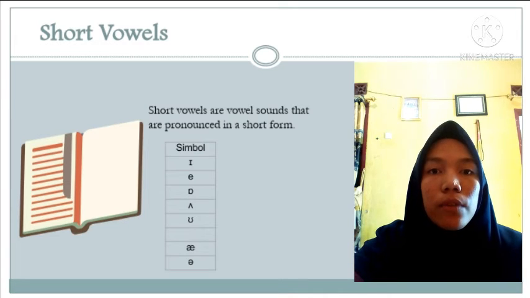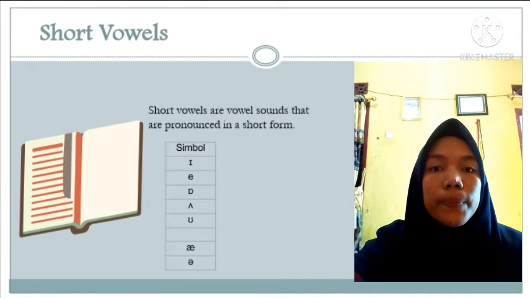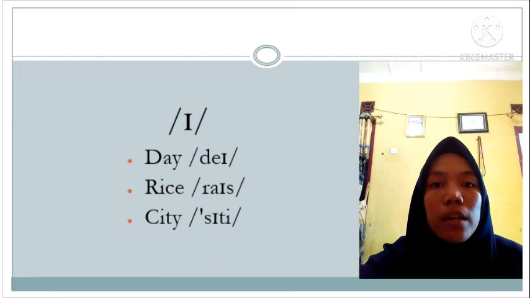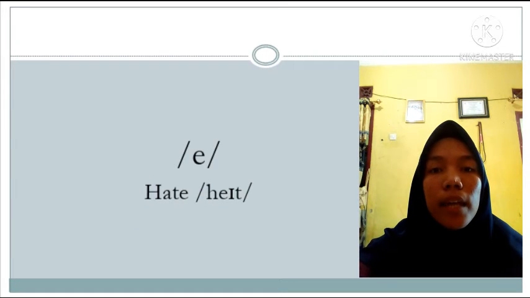The first, short vowels, are vowel sounds that are pronounced in a short form. The symbols are I, E, O, A, U. Pronunciation I, for example, day, rice, and city. Pronunciation A, for example, hat.